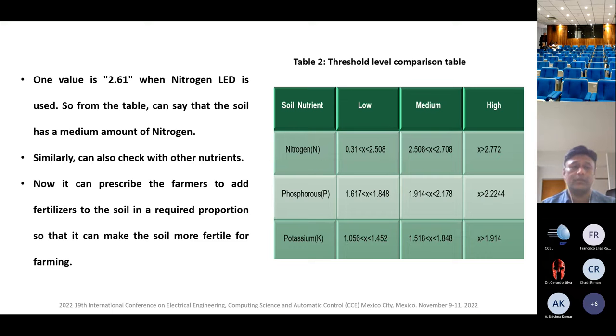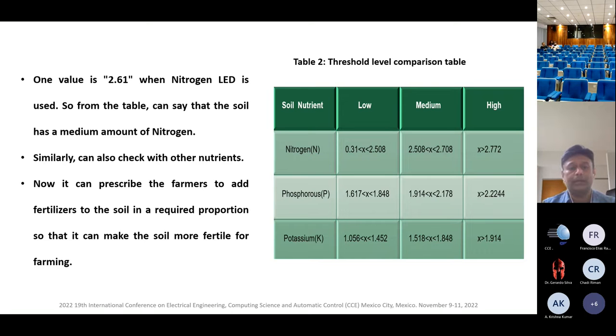See, in one case the measured value is 2.61 when the nitrogen LED is used. So from the table, we can see that the soil has a medium amount of nitrogen. Similarly, we can check the other nutrients: nitrogen, phosphorus, potassium. When the values fall between, for example, for nitrogen 0.31 to 2.508, it will be considered as low. At that point of time, the fertilizer will be supplied.